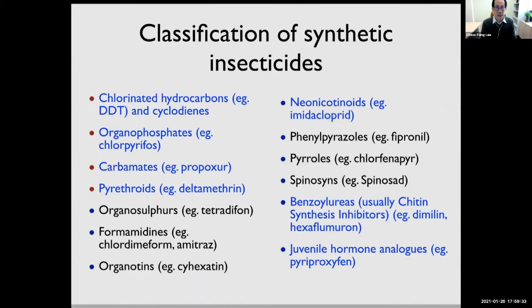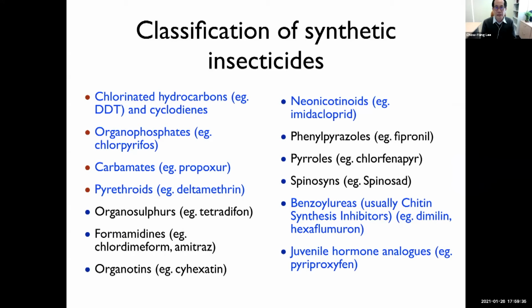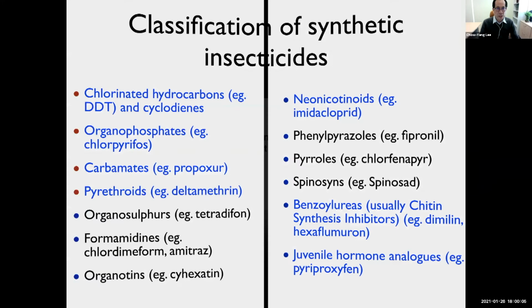If you look at the classification of synthetic insecticides, they are actually numerous. If you look at the IRAC classification, there are more than 30 different modes of action. But what I'm going to do is cover those that are highlighted in blue in this presentation. So mainly the chlorinated hydrocarbons, the OPs, the carbamates, the pyrethroids, neonicotinoids, and the insect growth regulators.